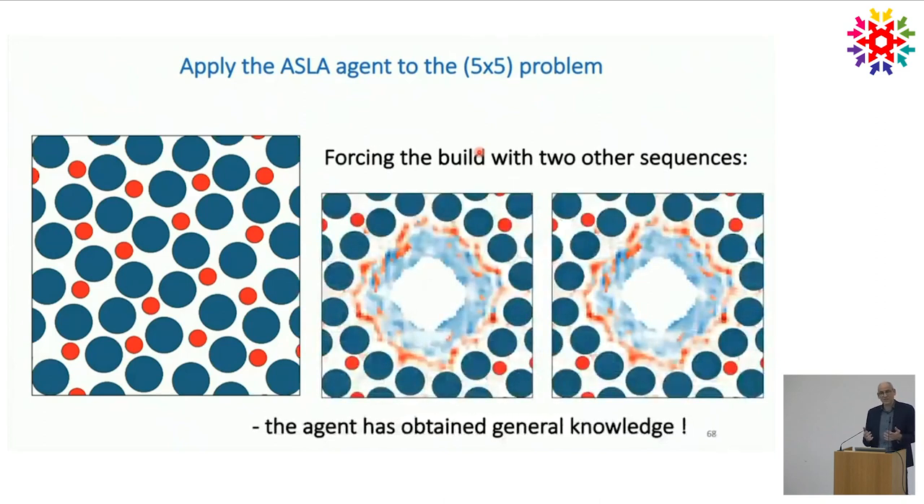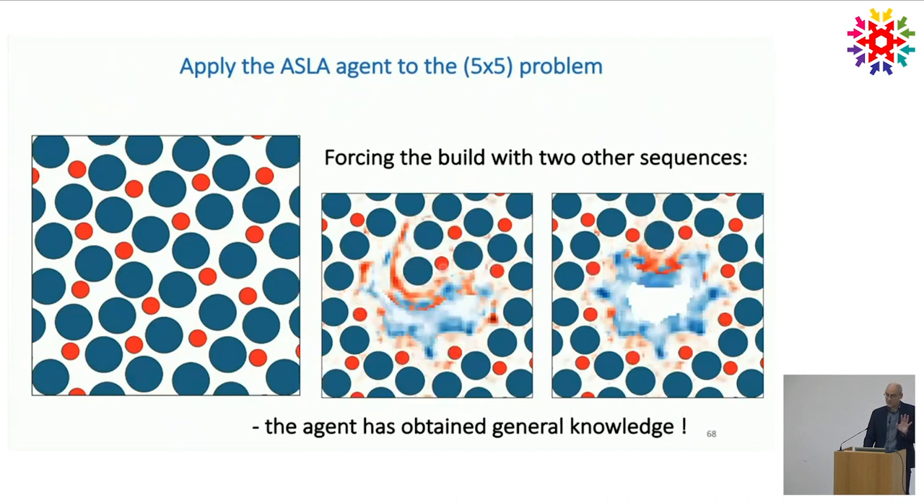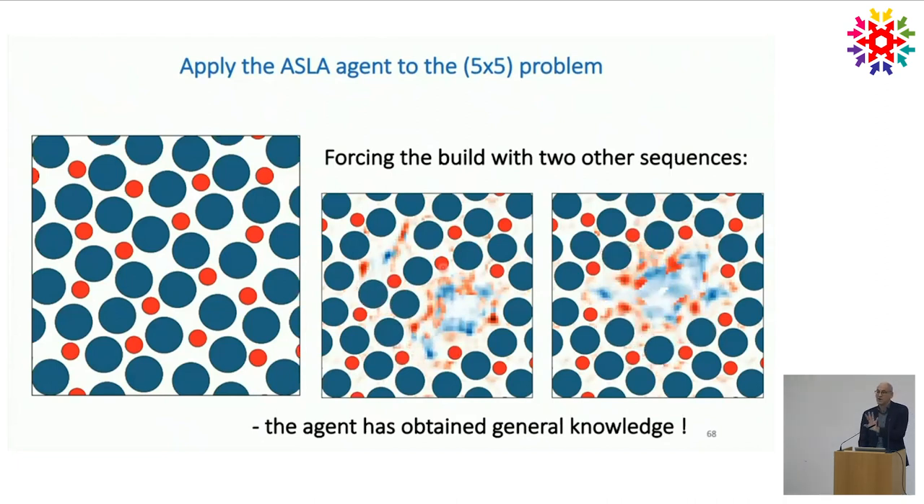And the question is, was it just lucky to make that one build? But you can take the same agent and force it to build in another sequence. So that's what I do here. You can see here it's the same agent. This agent now has to cope with the situation that oxygen is placed there, whereas this one has to cope with the situation that it's placed here. And now they go completely different ways, but the same agent is capable of making sense out of the different situations that are met on the way.